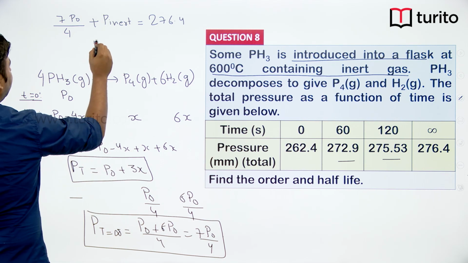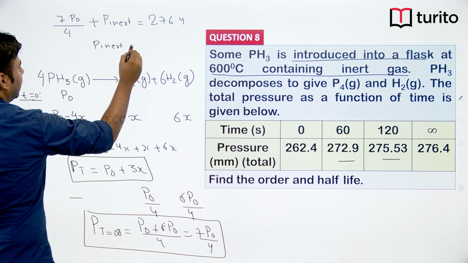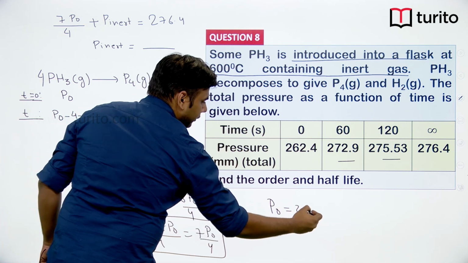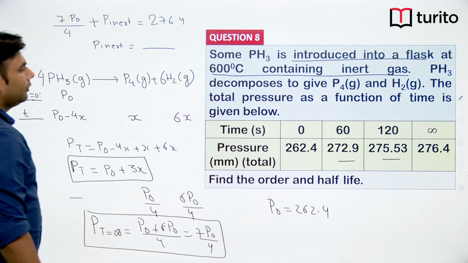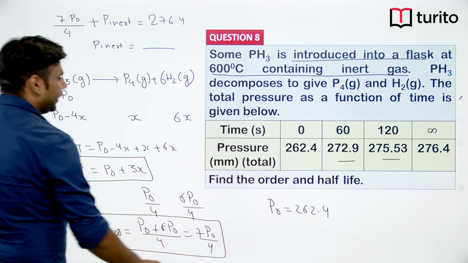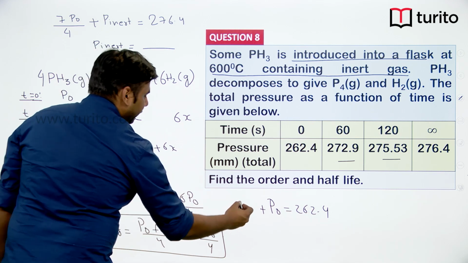So we can calculate P inert because P naught has been given to us. P naught here is 262.4. Actually, the P naught is not 262.4. It is basically P naught plus the pressure of the inert gas.